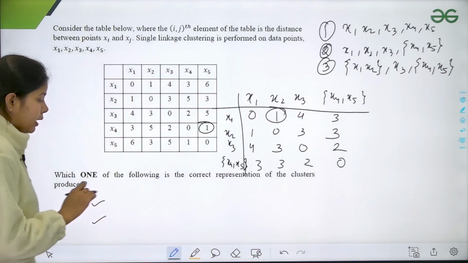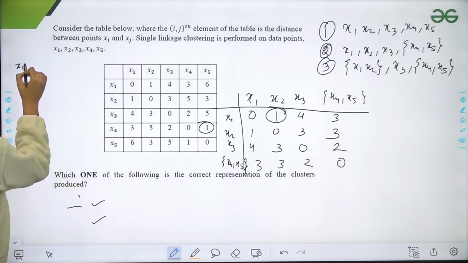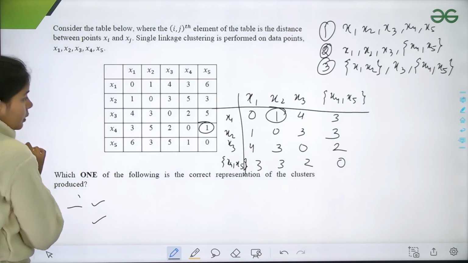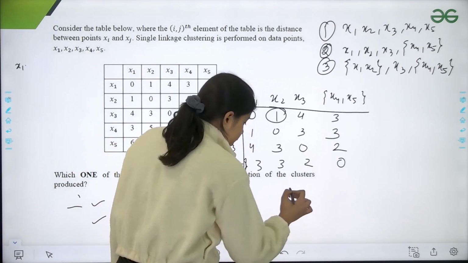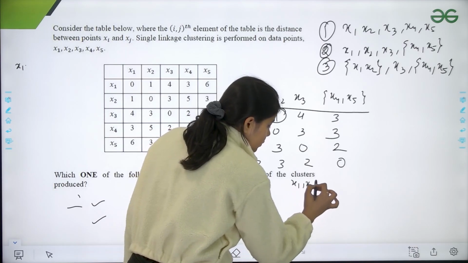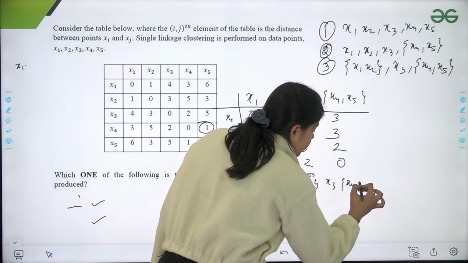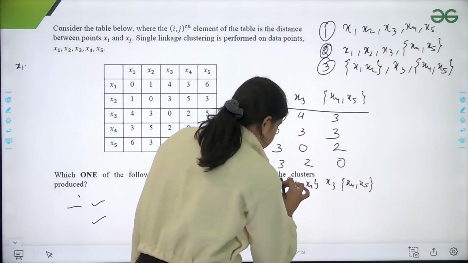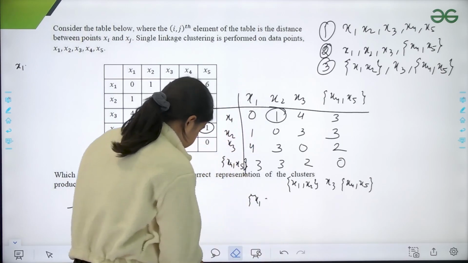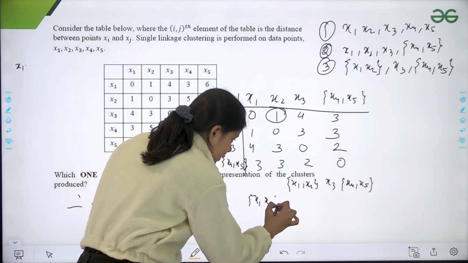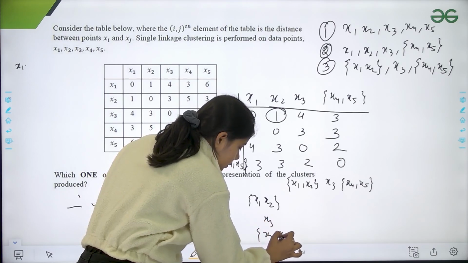Now I have to find out again the distances, so let's do that again. Can I do it here? I don't think there would be enough space, so I'm writing it here. So let's write it here: x1 comma x2, this is one cluster, x3, and then x4 comma x5, right?